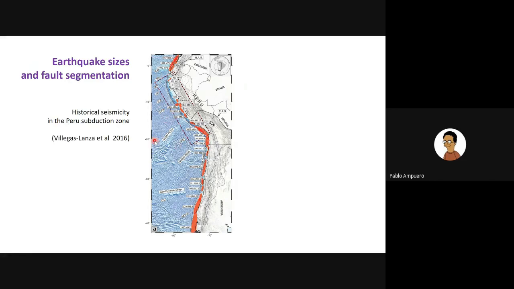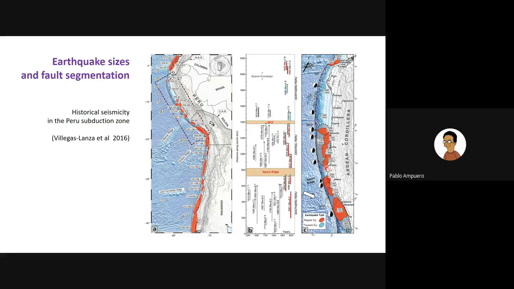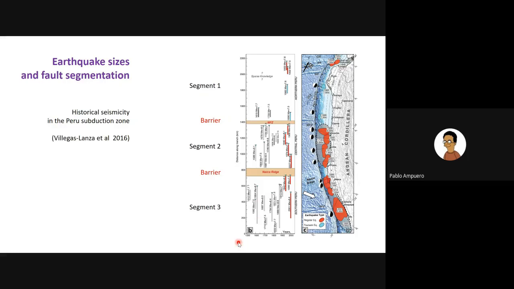So here we are again, focusing there. Each of these circles, red here, are past earthquakes. And the past earthquakes are also plotted in this other diagram here in the center. They are plotted in the following way. The horizontal axis is time, and this spans several centuries, almost 5 centuries of record.